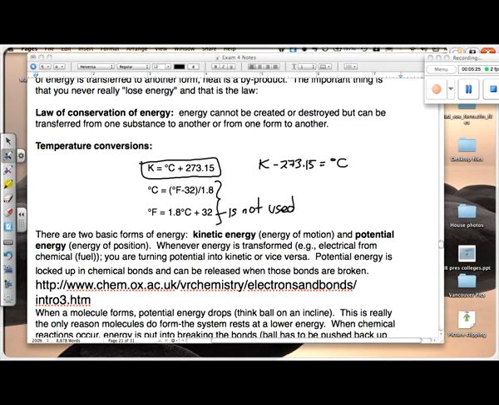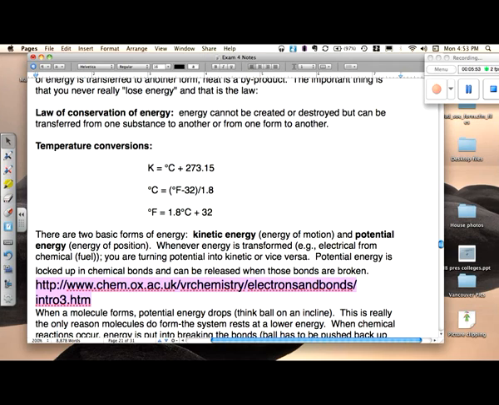There are two basic forms of energy which you've probably learned in the past, and that is kinetic energy and potential energy. When energy is transformed, for instance, going from electrical to chemical, and so on, you are turning potential into kinetic and vice versa. We do this in chemical reactions as well, and I have a very funny, but I think very easy to understand little animation that shows this relationship between potential and kinetic energy as it pertains to molecules.